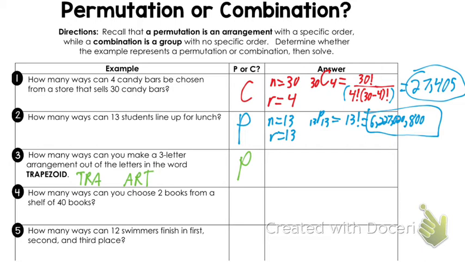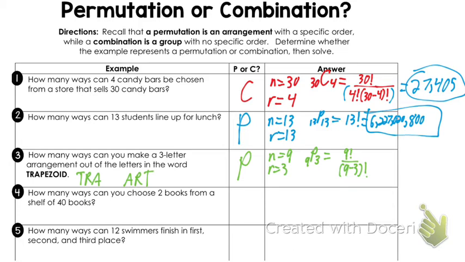N equals 3, R equals 3. Not quite. N equals something else, but R does equal 3. N equals 9. How do we get 9? Because trapezoid has 9 letters, right? There's 9 total letters to choose from. And then it's 9P3. Yep. And then it's 9 factorial over, in parentheses, 9 minus 3, parentheses, factorial. That's exactly right. Very good, Courtney. Very good, Elijah. So that's exactly correct on that.